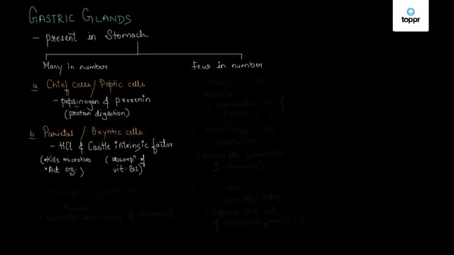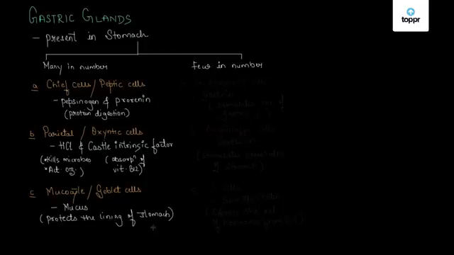So the chief cells and the parietal cells are found many in number, and these are the products that they release. Lastly, we see that there are mucocytes or the goblet cells. The mucocytes or the goblet cells are responsible for the production of mucus. So what is the function of mucus? Well, the HCl can corrode the wall of the stomach, and hence the mucus protects the lining of the stomach from getting corroded. So this was about the cells which are found in the stomach, and these are many in number.